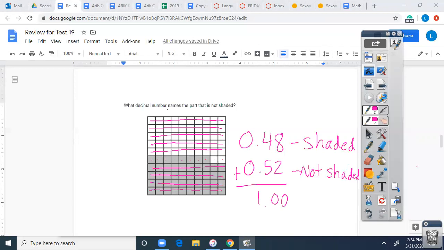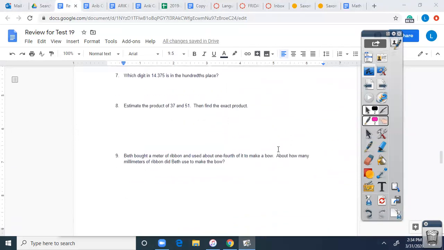Number 7 says, which digit is in the hundredths place in this number right here? Okay, I realize the screen is kind of small, so I'm just going to write this number a little bit bigger over here. Which digit in that number is in the hundredths place? We talked about this. This is the tens, ones, tenths, hundredths, thousandths. So the hundredths place is the 7. The 7 is in the hundredths place.